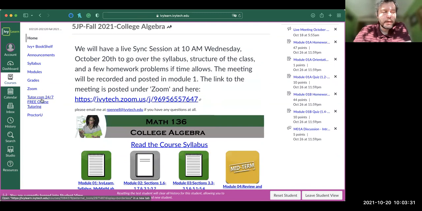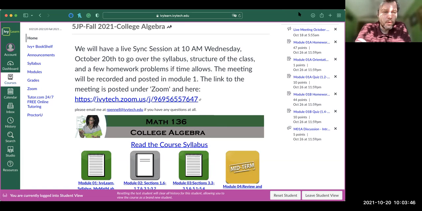Tutor.com is a place where you can get free help, free homework help, that kind of thing. So you might check that out. I've heard varying results, but it is free. The college does pay into that program.